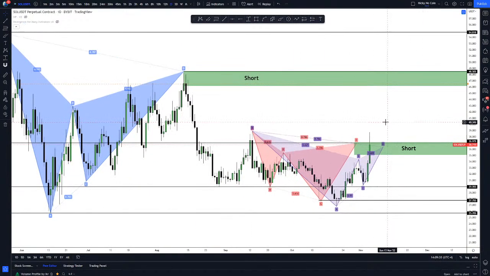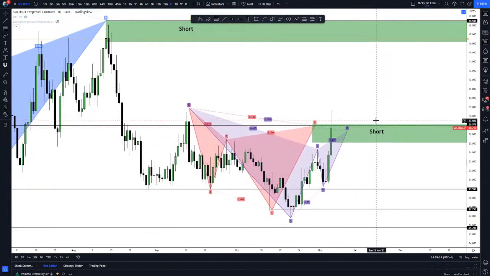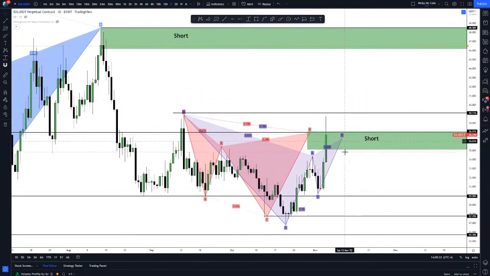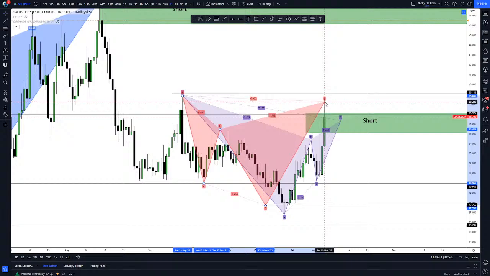So right now we have a couple smaller patterns on Solana that are calling for a reversal with your stop loss above your X. So we're going to see if these play out. These are bearish patterns. You have a bearish Gartley here and a bearish Cipher, both at the 786. It looks like this might have extended up to the 886 area on both of them.